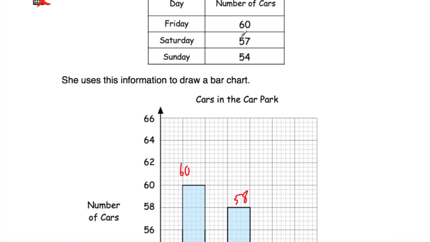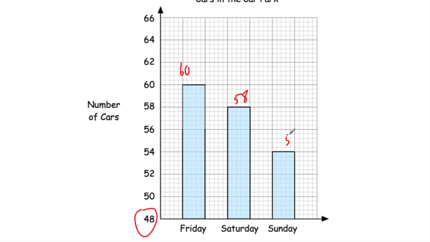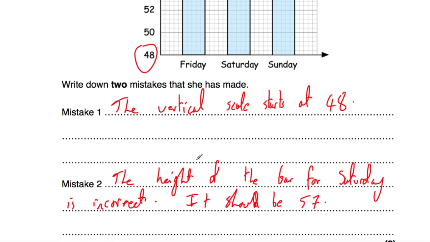And if we go up to the table, we can actually see it's meant to be 57 and not 58. And Sunday is 54, which is meant to be. So that one's right and that one's right, but that one's wrong. It should actually be 57. So let's explain that. I've just explained that the height of the bar for Saturday is incorrect. It should be 57 and not 58.